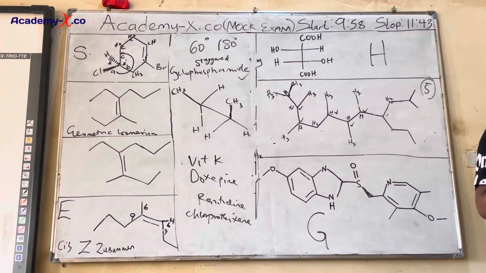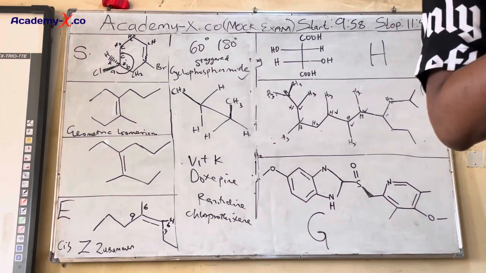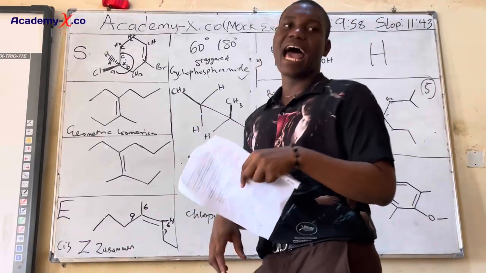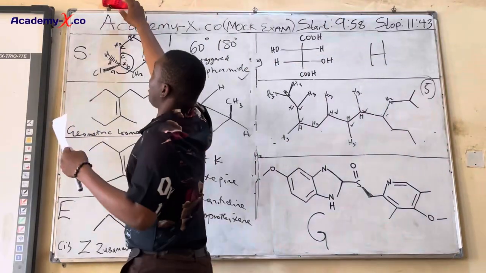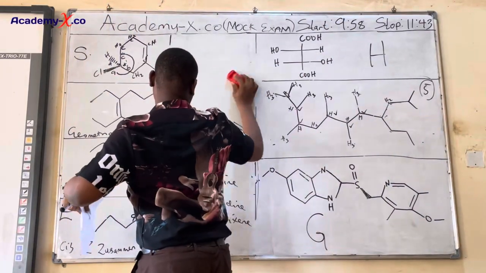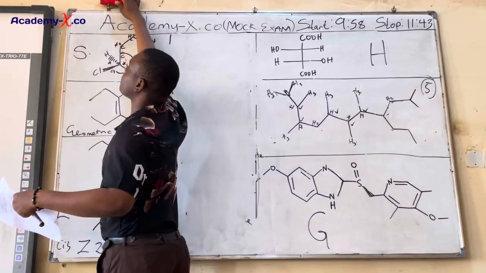With the aid of diagrams, I will not draw all the diagrams, but with the aid of diagrams, explain atropisomerism and name one drug that exhibits this atropisomerism. So let us look at one drug. Now, how does atropisomerism look?